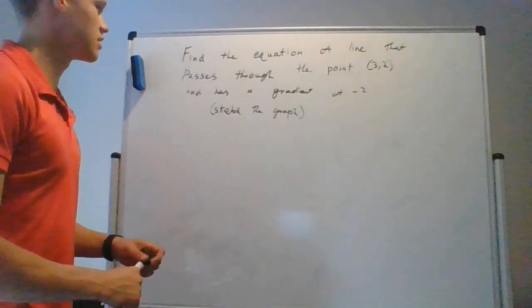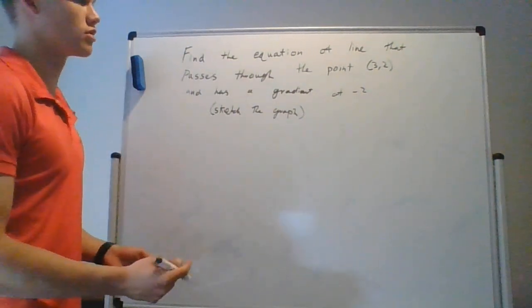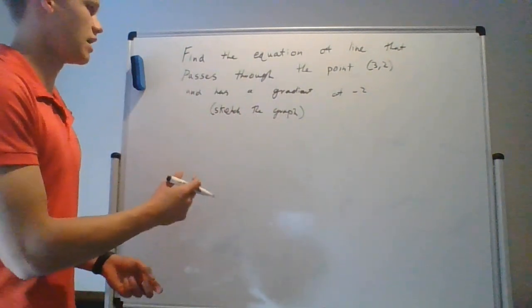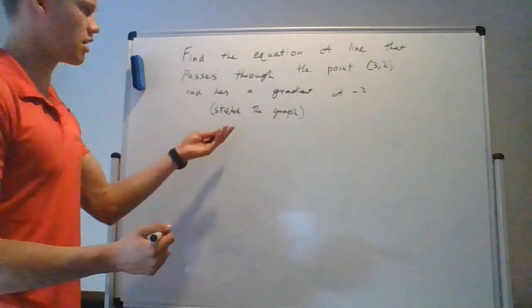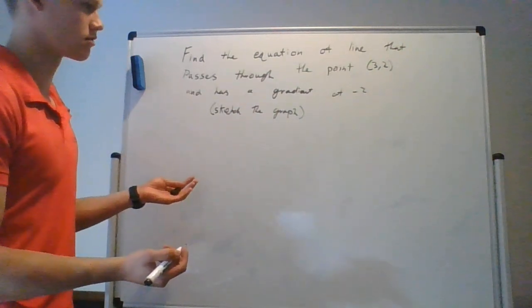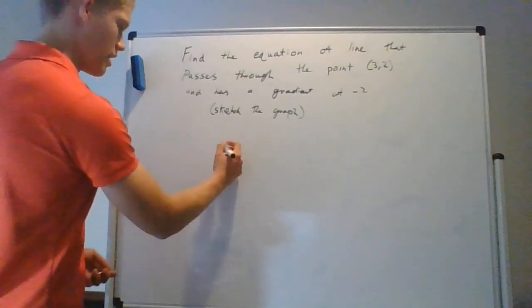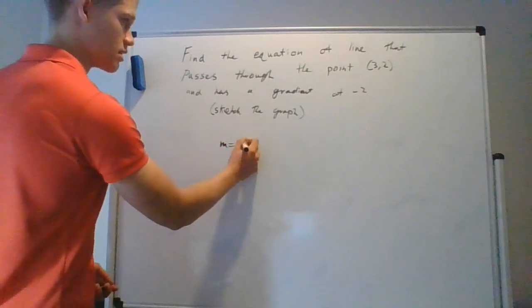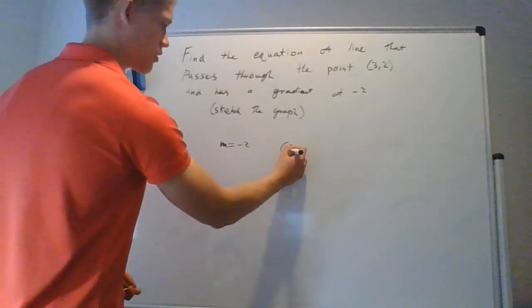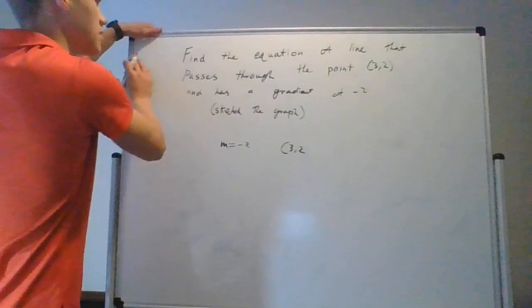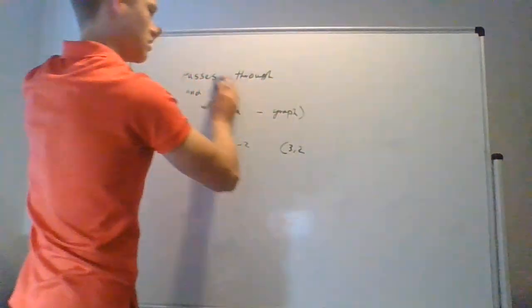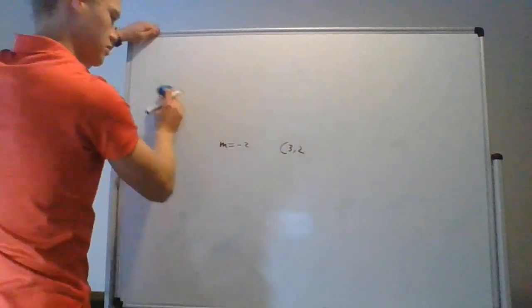So we've been asked to find the equation of a line that passes through the points (3, 2) and has a gradient of -2, and we've also been asked to sketch the graph. So we know that m is our gradient, m is -2, and it passes through the point (3, 2). I'm just going to rub out this question now so we have more space to write.